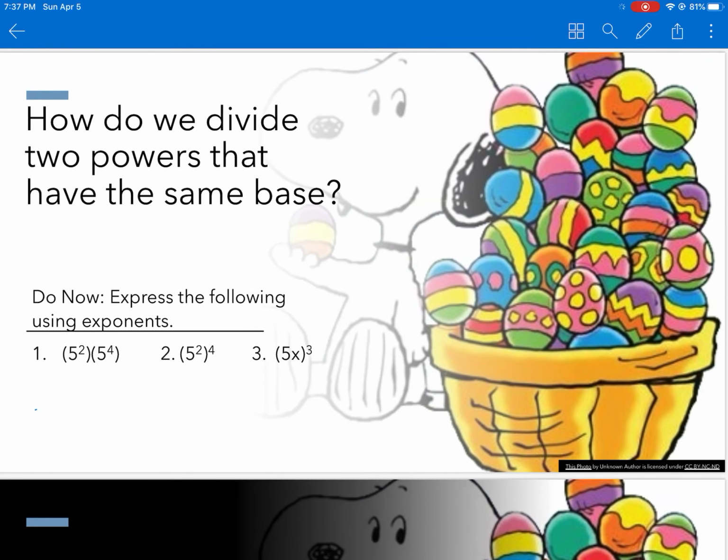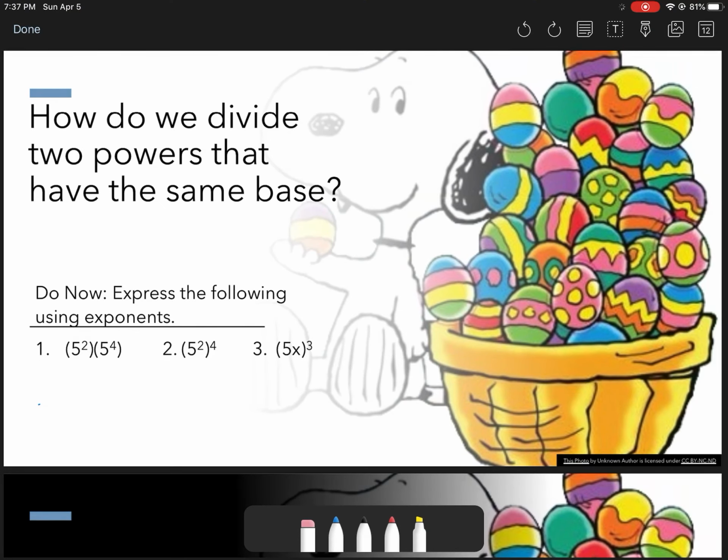Hello everyone. Today we're going to learn how to divide two powers that have the same base. All right, so the do now for today is a little warm up just to refresh our memories of what we learned last week regarding powers and exponents.